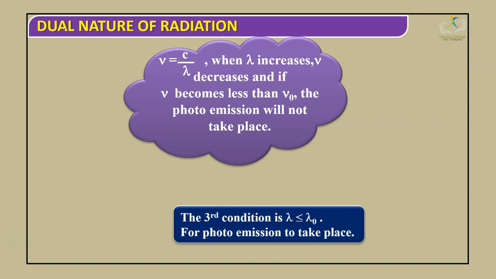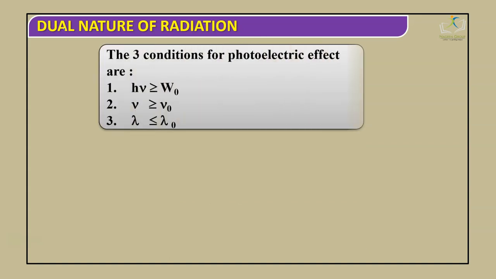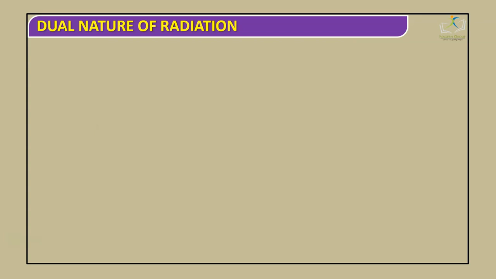And the third condition is that lambda is less than lambda naught for photoemission to take place. These are the three conditions of the photoelectric effect: h nu is greater than W naught, nu is greater than nu naught, and lambda is less than lambda naught.